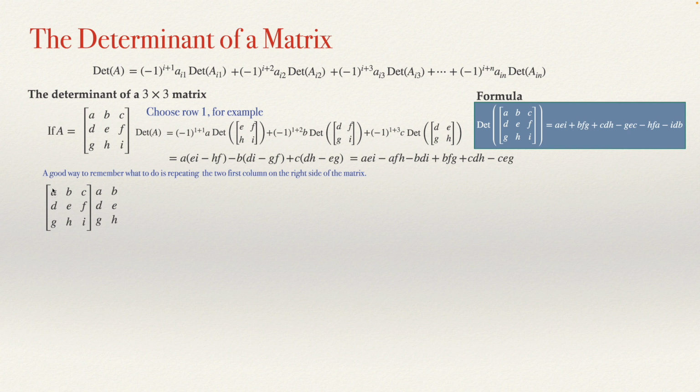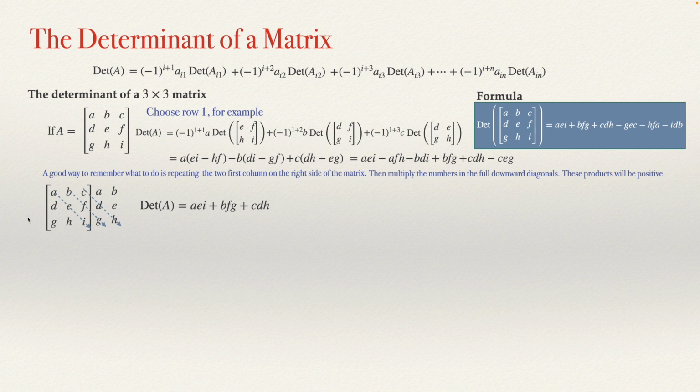The downward diagonals, AEI, are positive. AEI, BFG, and here CDH. So multiply the numbers in the full downward diagonals and put it positive is what you need to do. So it will be AEI, BFG, CDH. And you notice that they are the same terms that are positive here. So it will be AEI plus BFG plus CDH.